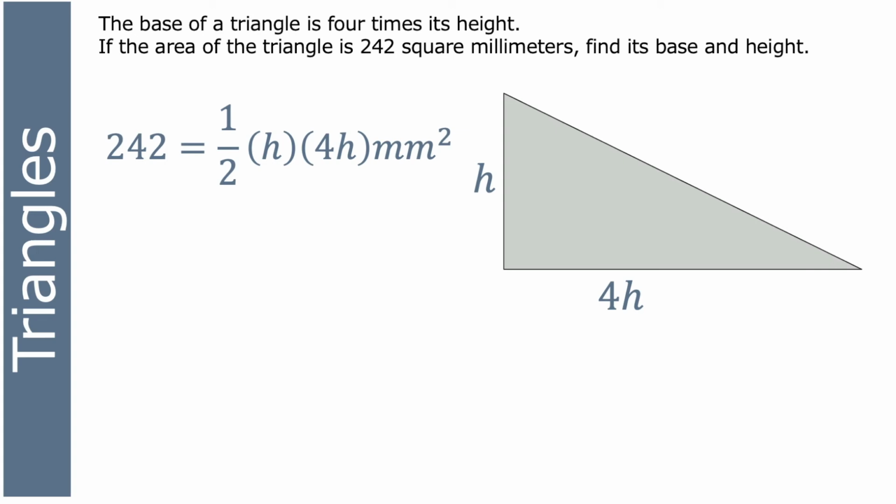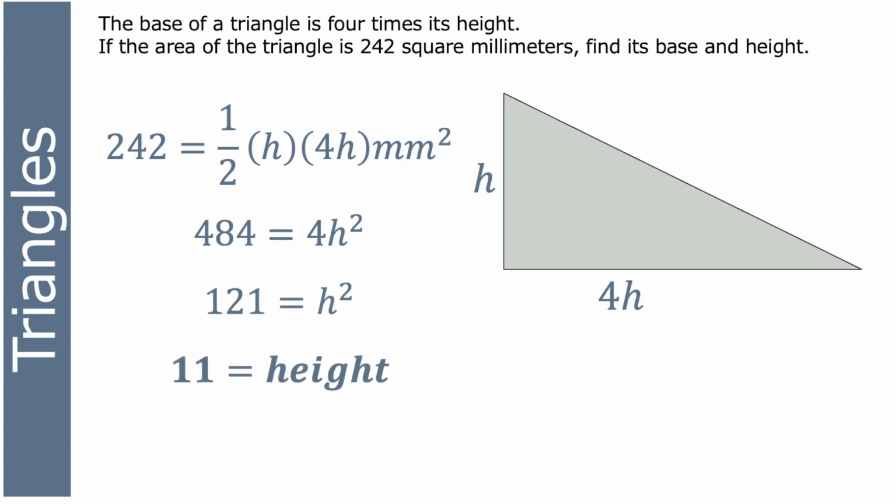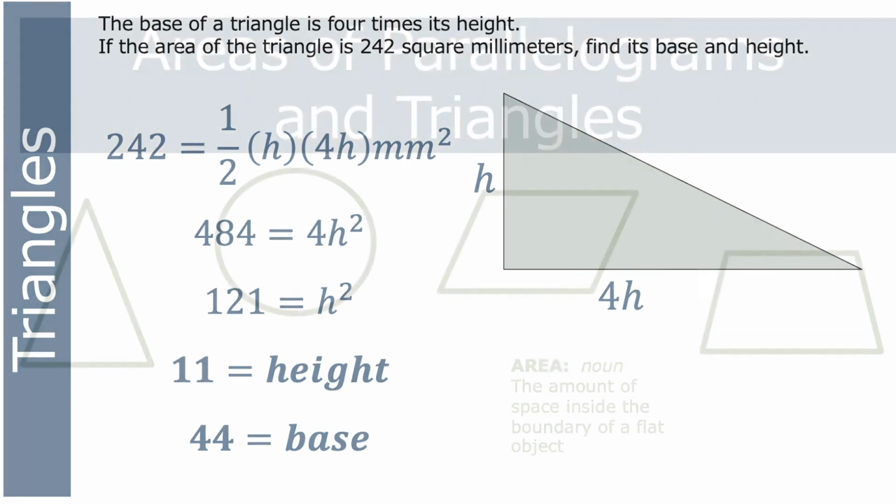Now we can solve for h. Let's get rid of that fraction first. I'm going to multiply both sides by 2 to get rid of the fraction. So I've got 484 equals 4h squared. Divide both sides by 4, I get 121. Take the square root of both sides, and I know the height is 11. 4 times that will give me the base of 44.